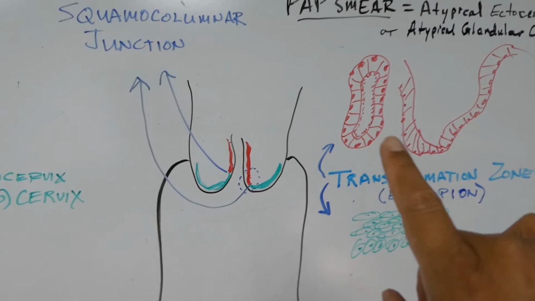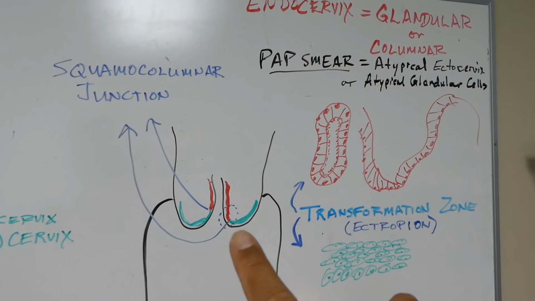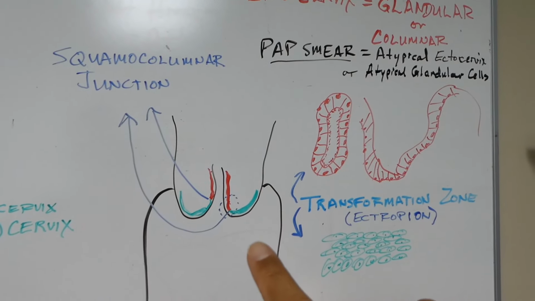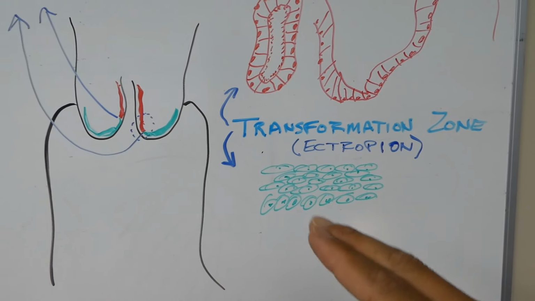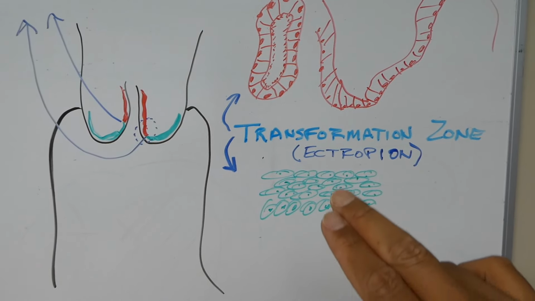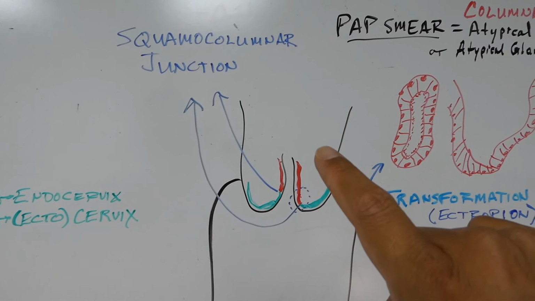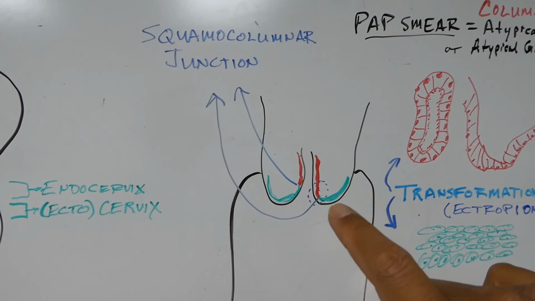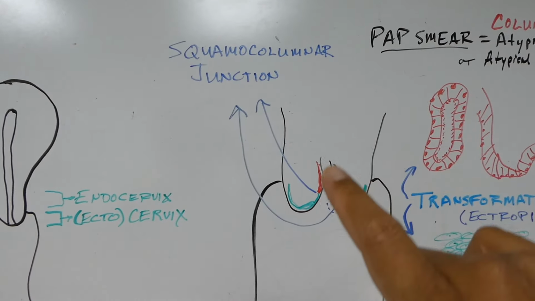So the red indicates the endocervix here. The green signifies the squamous cells. So mature squamous cells are essentially stratified squamous. There's different layers to it. The lower portion is more mature, and as it matures it becomes smaller and sheds. Now, the area where the endocervix meets the ectocervix is called the squamocolumnar junction.